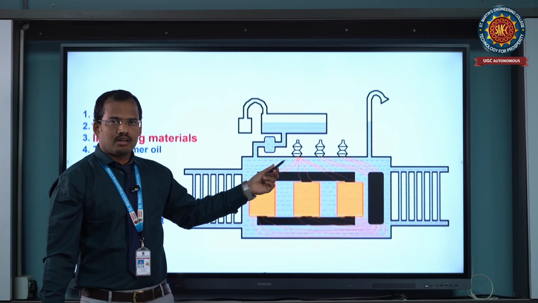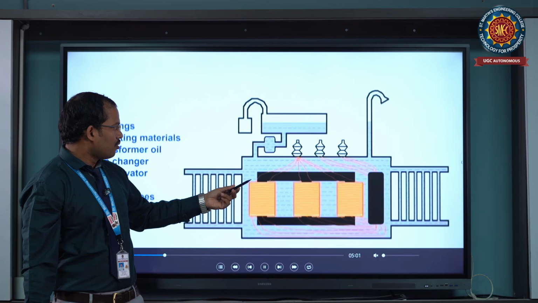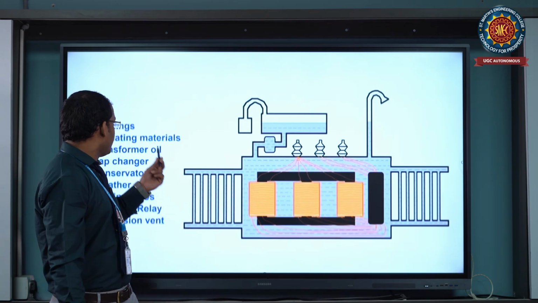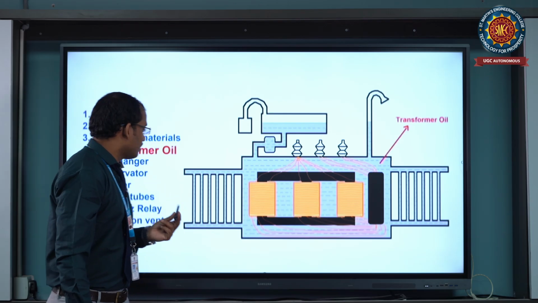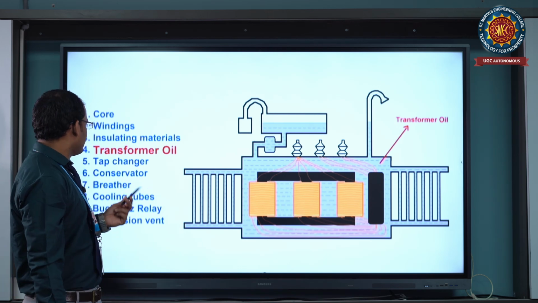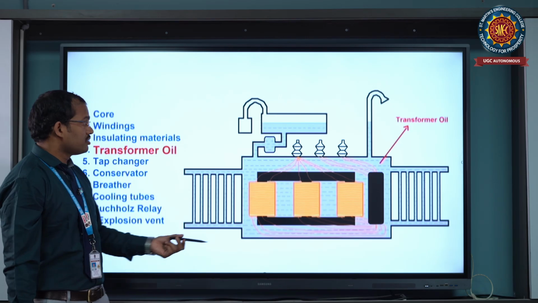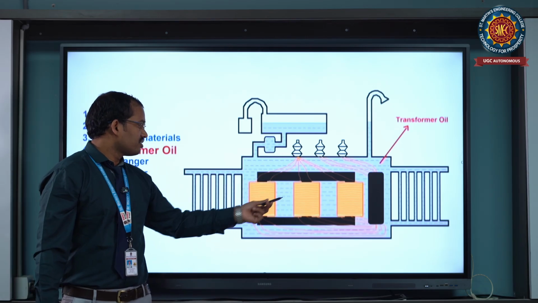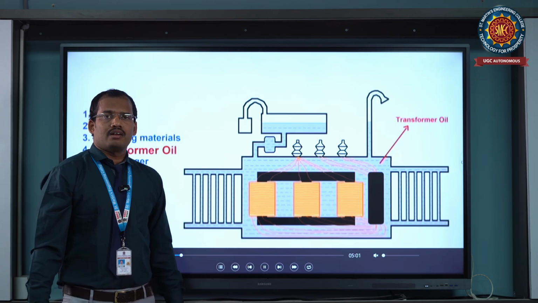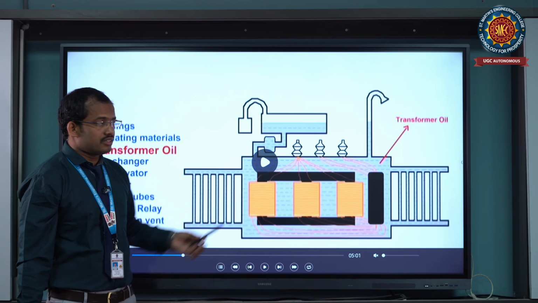So this is the basic construction of the transformer. This is how it works and how to use it. We are using the individual parts: core part and windings, insulating materials, transformer oil and tap changers, conservator tank, breather and cooling tubes and Buchholz relay, and finally the explosion vent. So this is the construction and working of the transformer. Basic diagram. So this is the basic diagram of the single phase transformer.